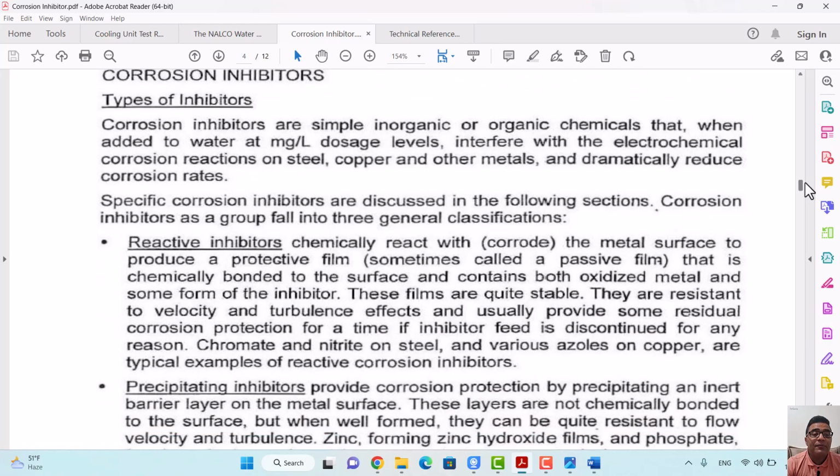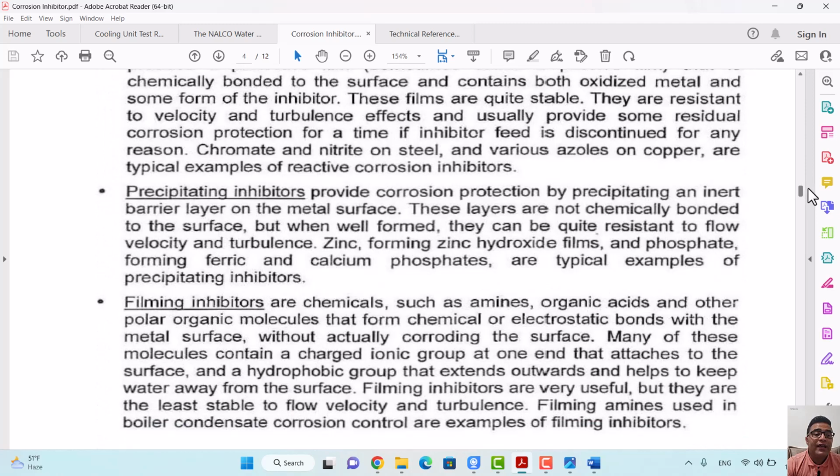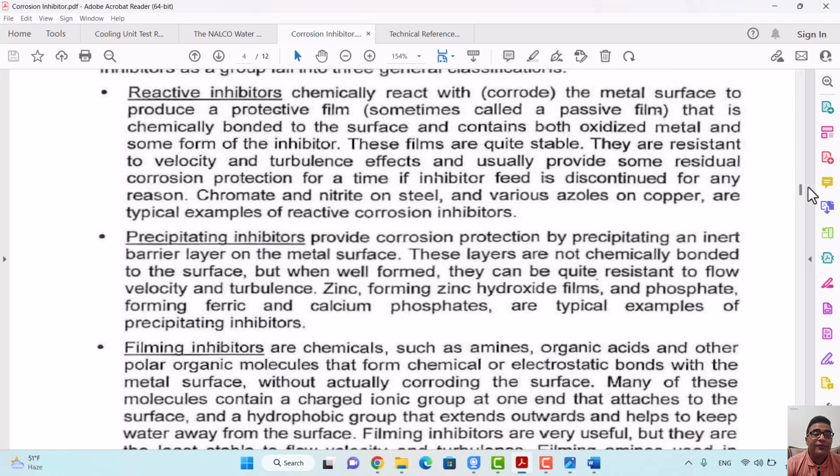Then we talked about corrosion inhibitors from different perspectives. From one perspective, we categorize them into three groups: reactive inhibitors, precipitating inhibitors, and filming inhibitors. Reactive inhibitors tend to bond chemically with the metal surface, while precipitating inhibitors tend not to create a chemical bond with the surface, but when they are well formed, they can be quite resistant to flow velocity and turbulence.